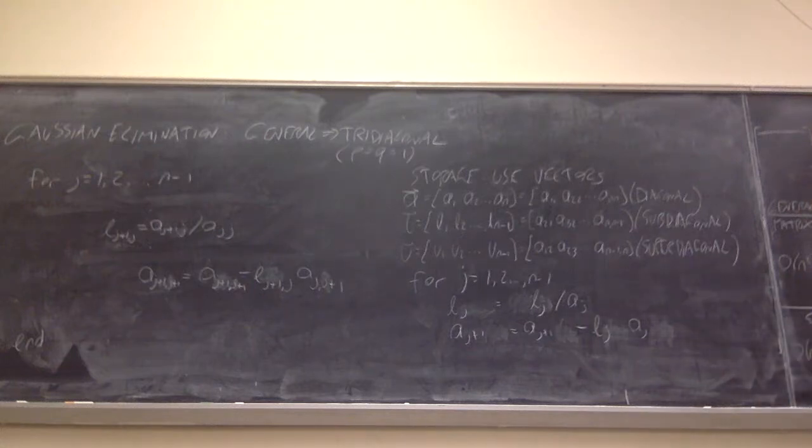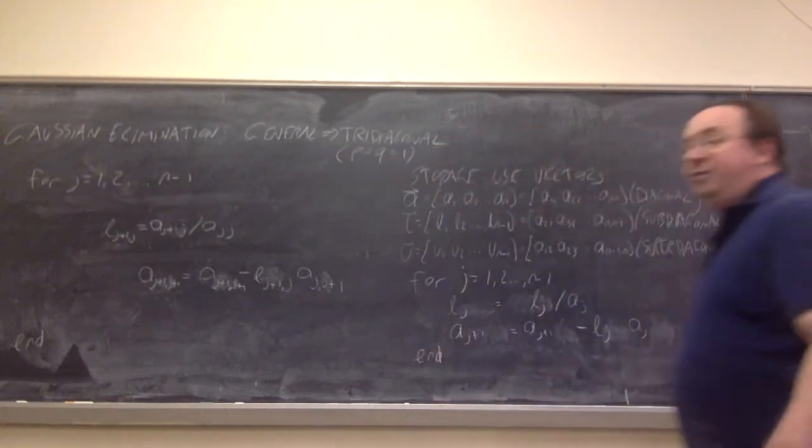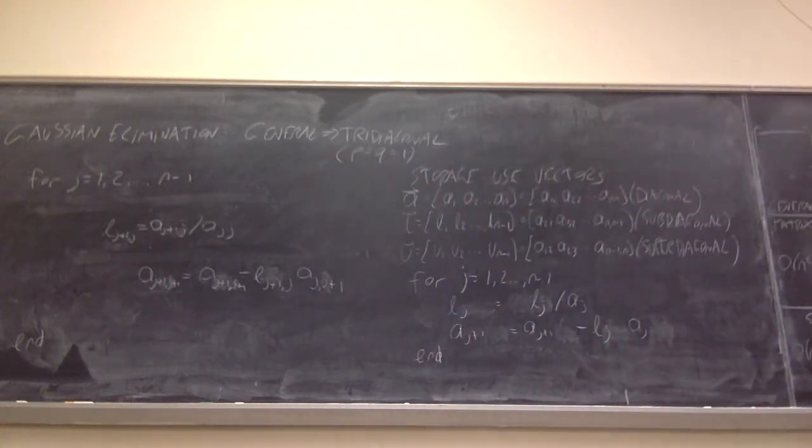So that's it. That's your Gauss elimination algorithm for a tridiagonal matrix using vector storage. And this is reproduced in the textbook. But now you can see where it comes from. And in the textbook, there are similar algorithms for forward and back substitution using this vector storage.